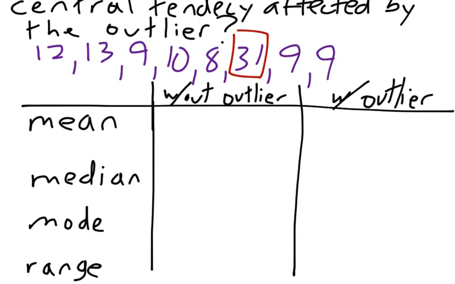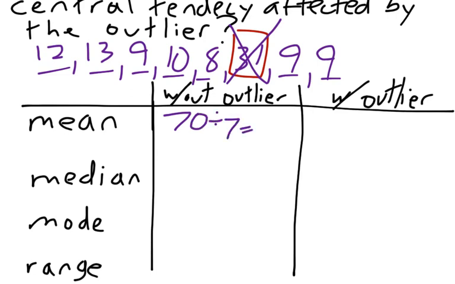So our mean, if we add up all those numbers, we should get 70 if we don't include the 31. In other words, right now I'm going to exclude the 31 and just add up the 1, 2, 3, 4, 5, 6, 7 numbers. So I have 7 numbers. I add them up, I get 70. And 70 divided by my 7 gives me 10. So the mean there is 10.